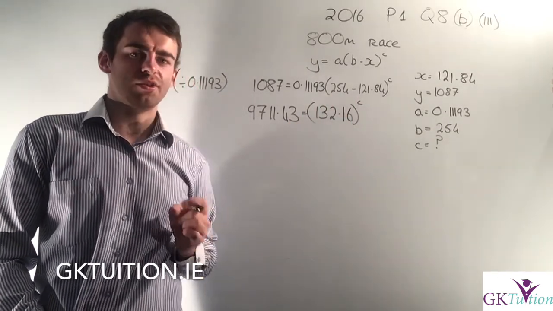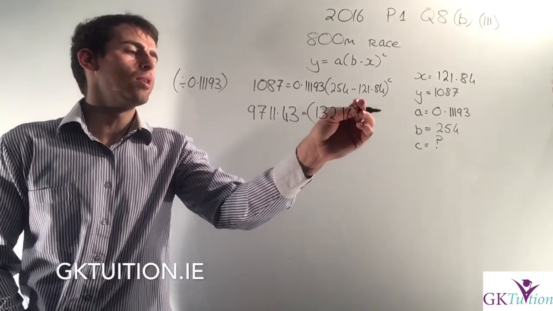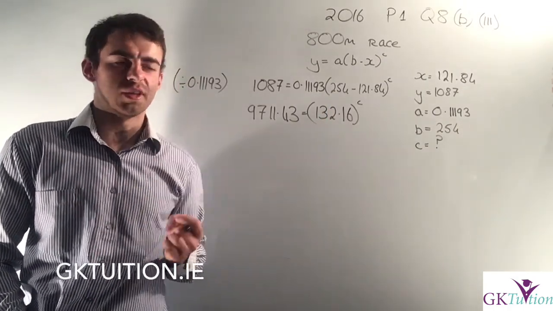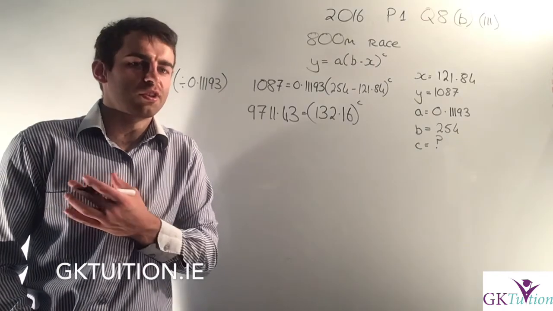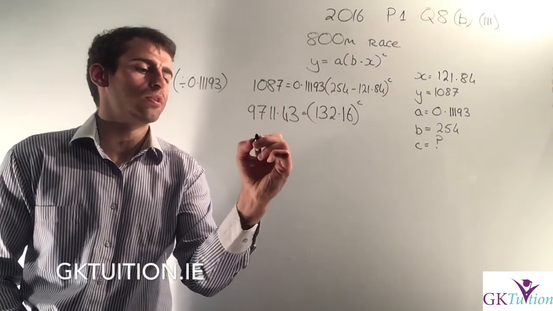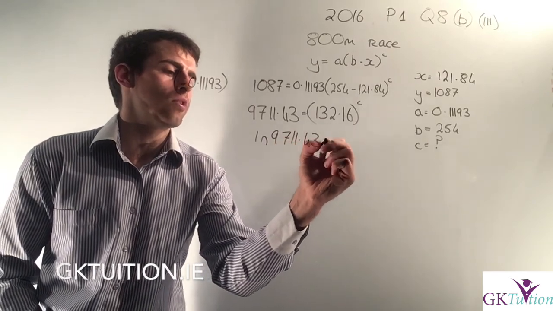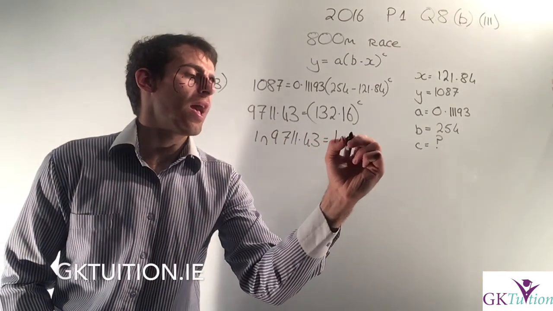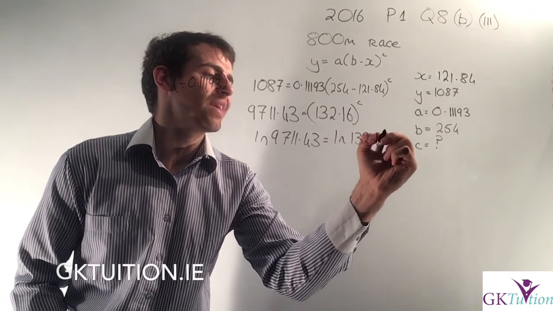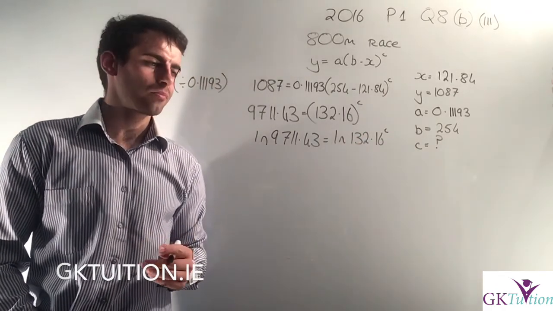And now I can introduce my logs. So I have an unknown, my unknown is in the power, which means I have to introduce logs. Literally just means you're sticking an ln in front of both sides. So ln 9711.43 will be equal to ln of 132.16 to the power of c.